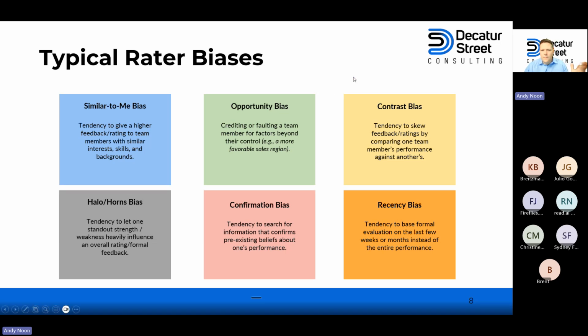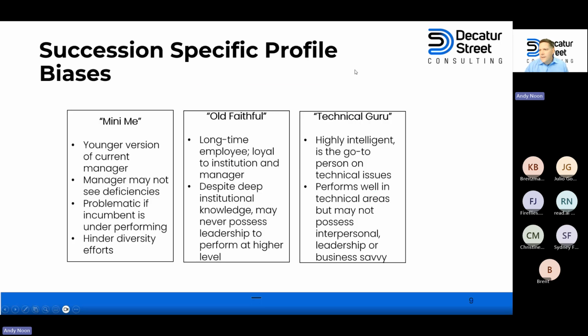So these are things that happen in every evaluation or rating process. And there's definitely things that you can do to overcome that. And I think assessments are a way to be very thoughtful about that. The other is three things that are really super specific to succession planning that are biases of profile. And you'll probably see some of the things here that I had on the previous screen.